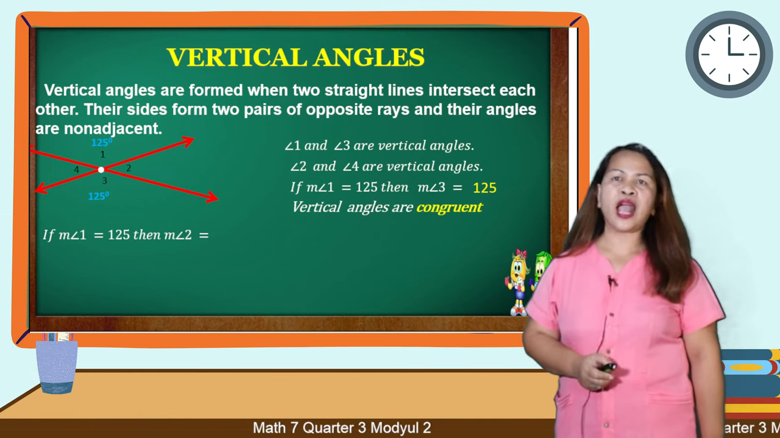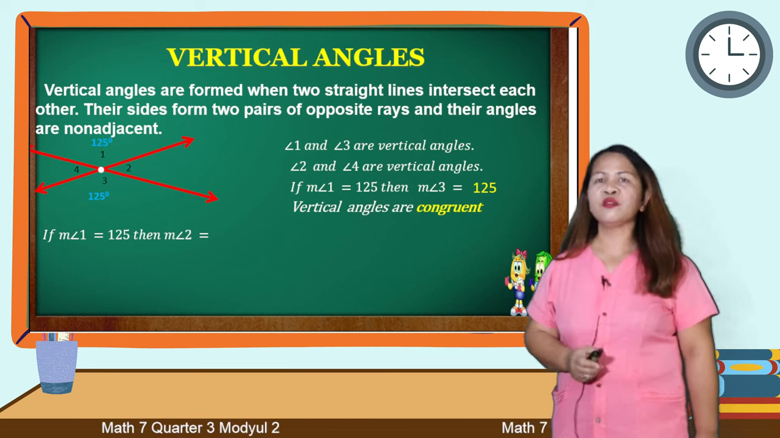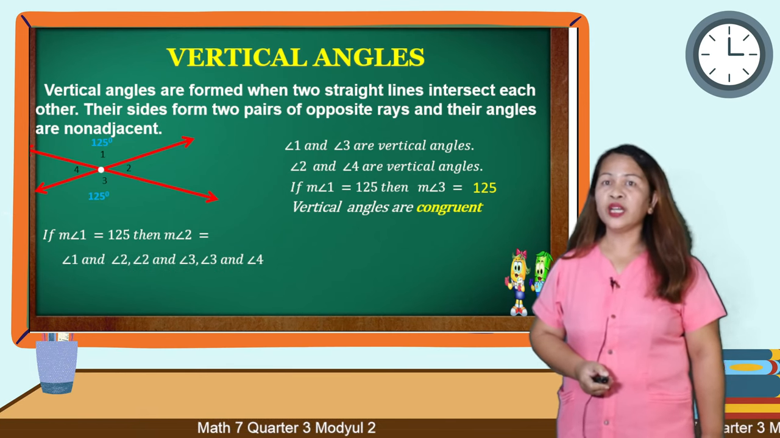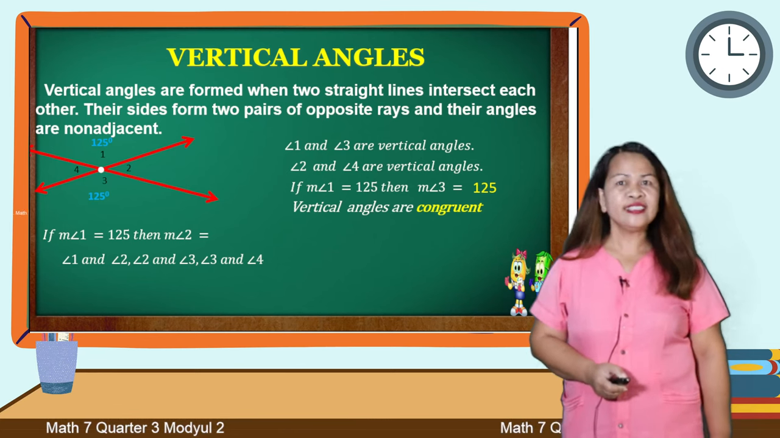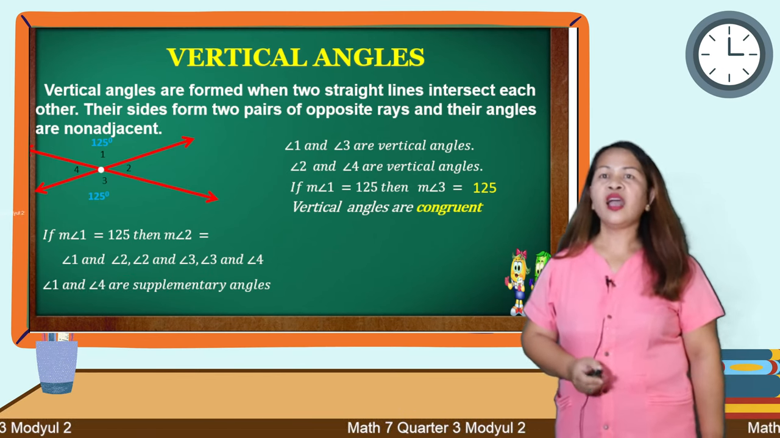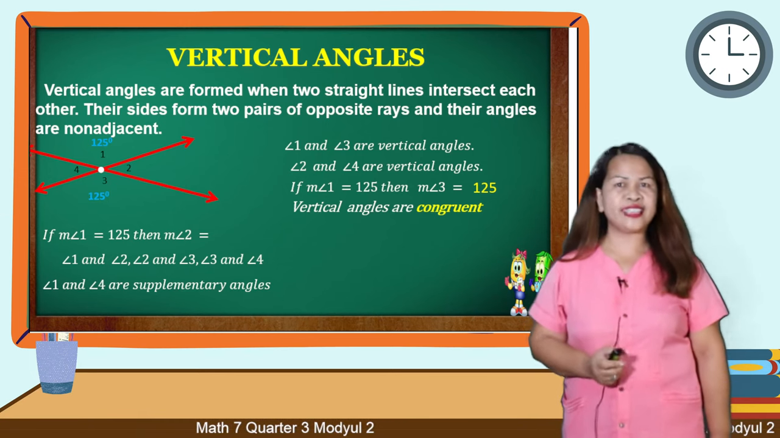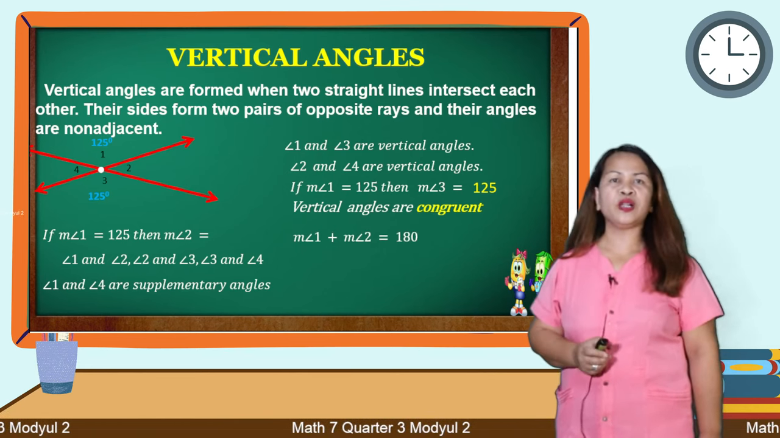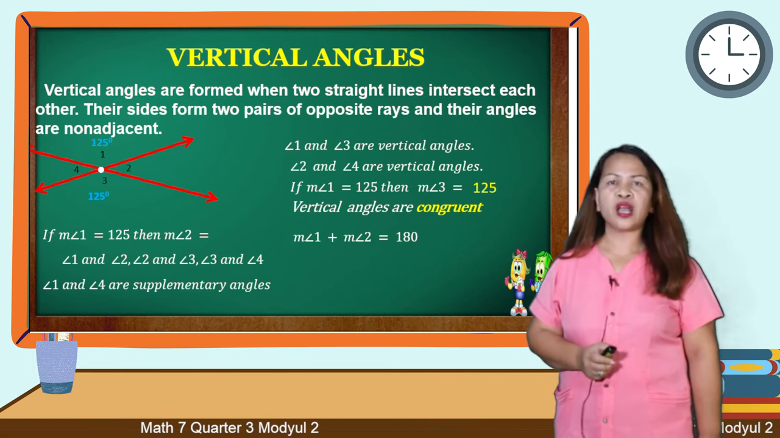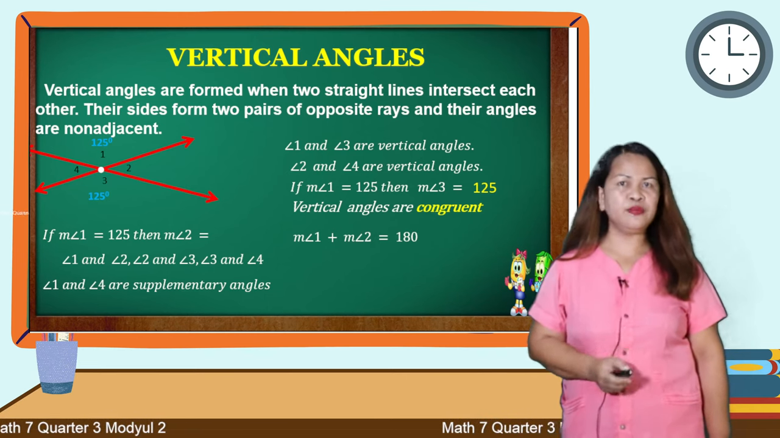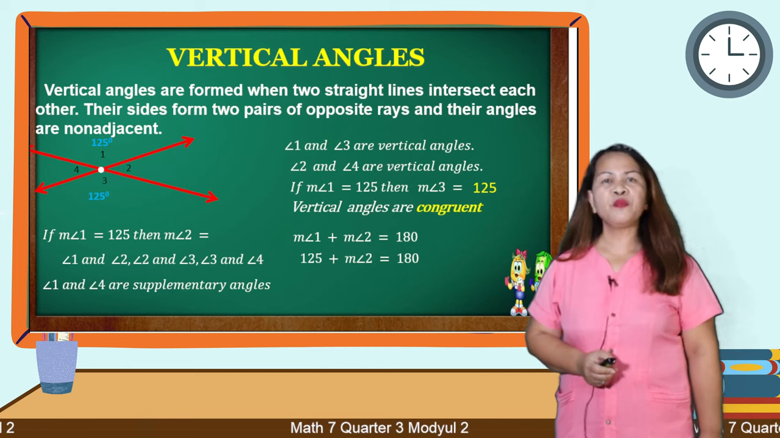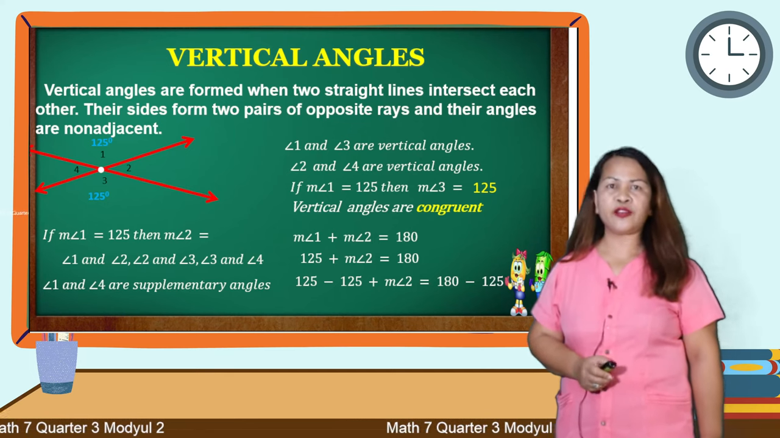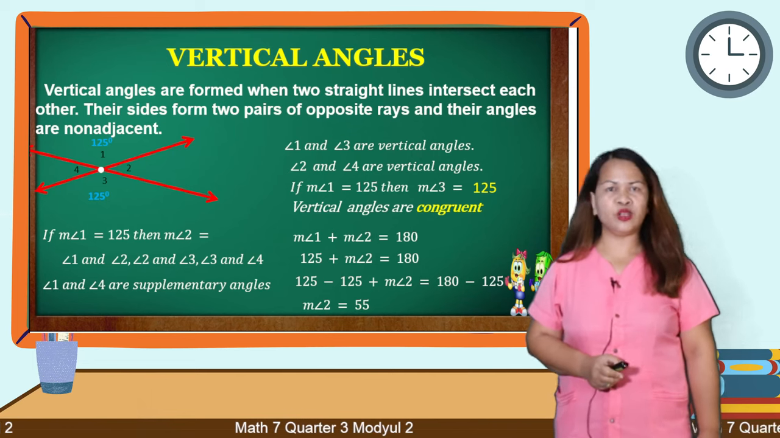If the measure of angle 1 is equal to 125, then what is the measure of angle 2? Angle 1 and angle 2, angle 2 and angle 3, angle 3 and angle 4, angle 1 and angle 4 are supplementary angles. So the measure of angle 1 plus the measure of angle 2 is equal to 180 degrees. The measure of angle 1 is 125, so let's substitute: 125 plus the measure of angle 2 is equal to 180 degrees. Let us subtract 125 from both sides. So the measure of angle 2 is 55.